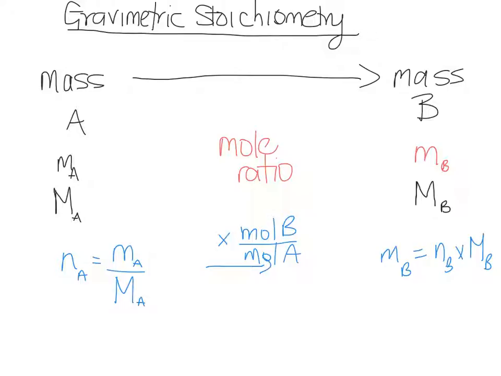This is all you would do for each and every question. Calculate moles of A, the substance you know information about, convert it to moles of B, and then use the moles of B with the molar mass to find the mass of B.